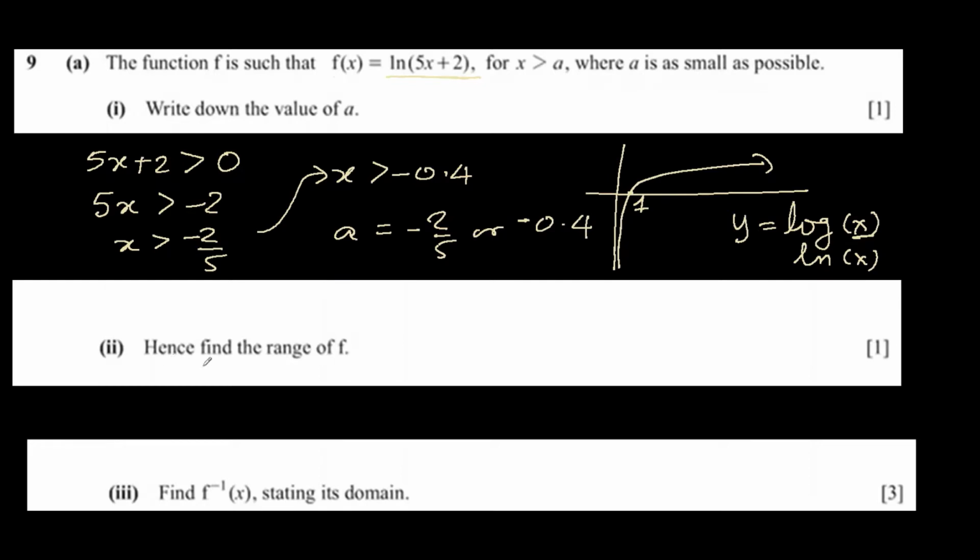Okay, hence find the range of f. So what will this do? This will just shift the graph to the left to negative 0.4 somewhere here, but the shape will remain the same. And range means all possible values of y. So all possible values of y will remain the same. That means we can have any real number, because y is going from negative infinity to positive infinity. So the range is f(x) is an element of all real numbers.